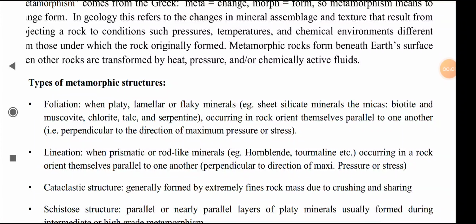So hello everyone. I am completing the remaining part from the last video. So let's start. Types of metamorphic structure.